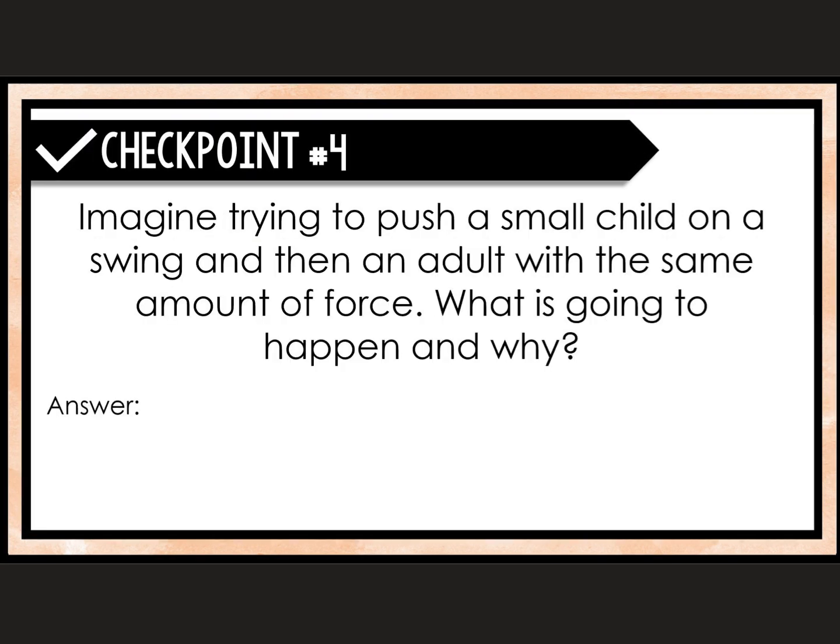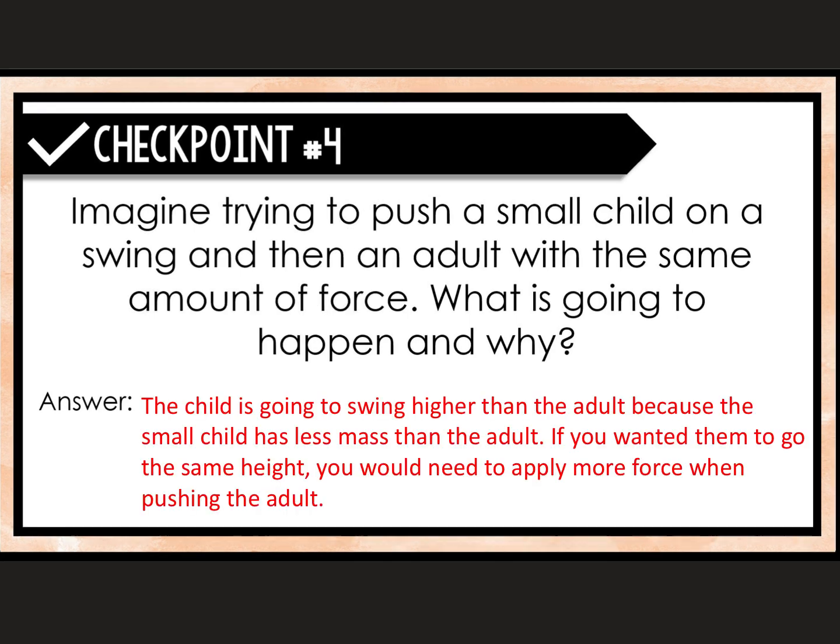Imagine trying to push a small child on a swing, and then an adult with the same amount of force. What's going to happen and why? Well, a child has less mass than an adult. If you apply the same force to each, the child is going to be able to swing further because it has a higher acceleration than the adult. If you want them to go the same height, you would need to apply more force when pushing the adult, the one with more mass.